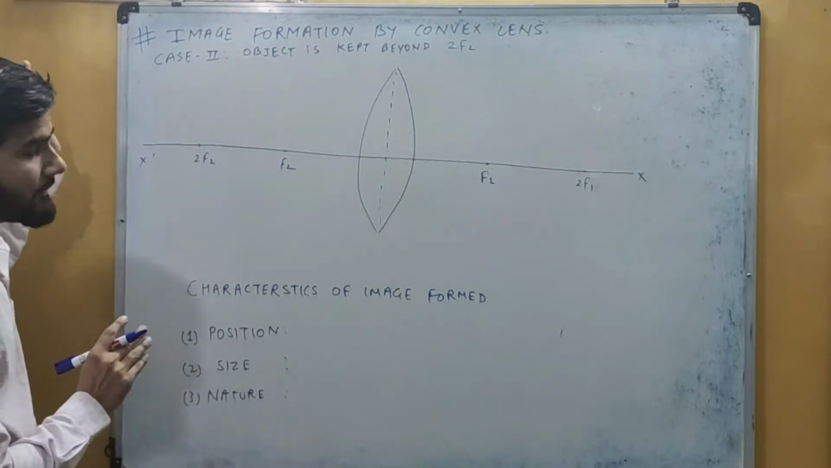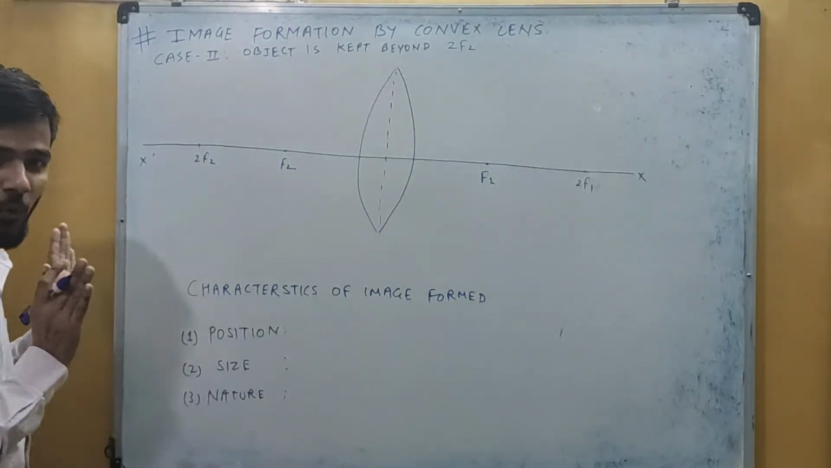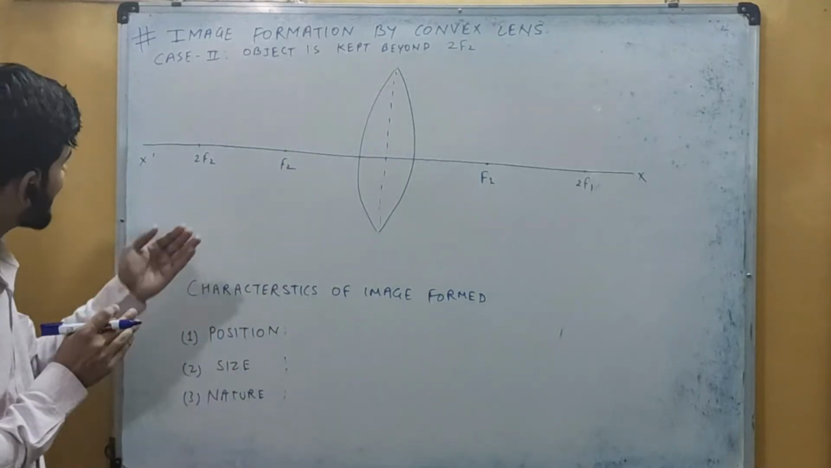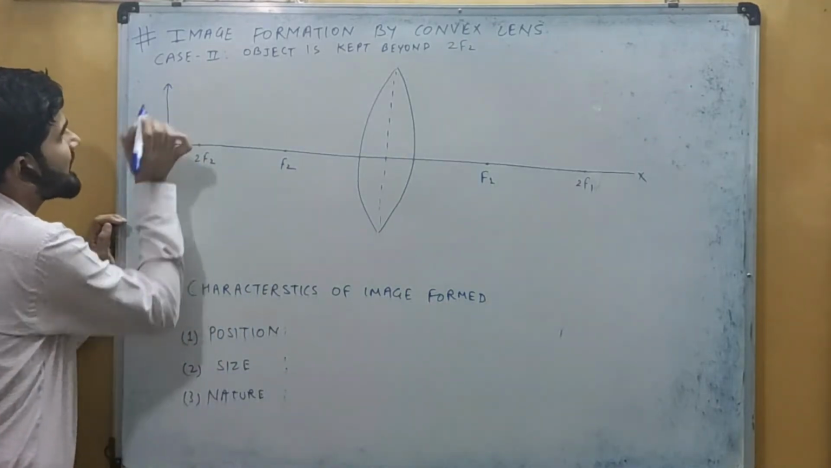Now in the first case the object was kept at infinite. Here in this case we will move the object towards the lens, that is beyond 2f2. We place our object a little bit beyond 2f2, here.